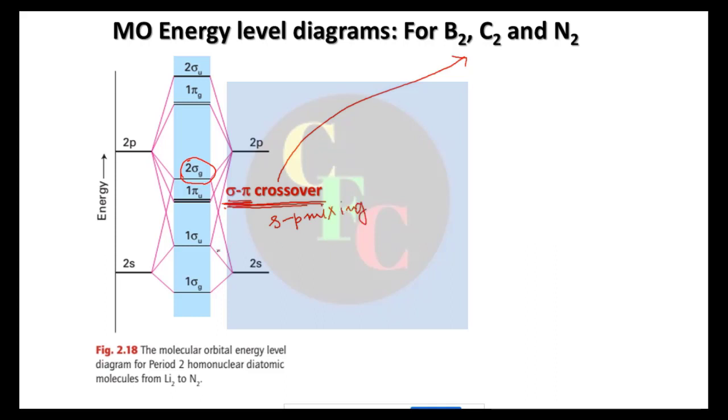because now these lines are shown for sp mixing. This sigma has contribution not only from 2s but also from 2p, right? That's why it is raised in energy a bit. Then because these two are close to each other now, there is a change in energy ordering, and due to this change in energy ordering, the diamagnetic and paramagnetic properties will also change.